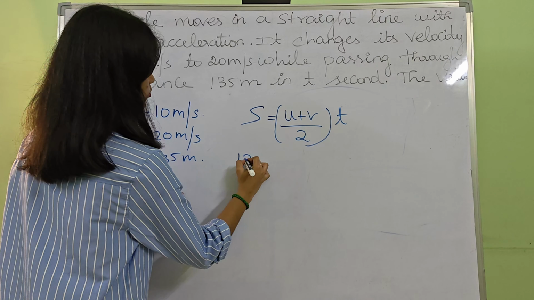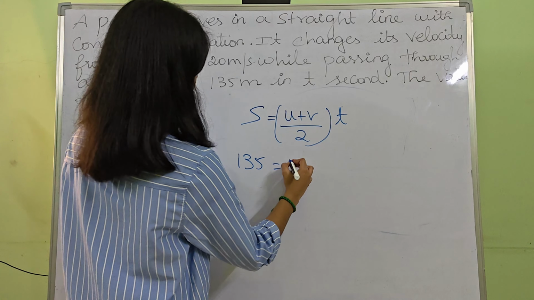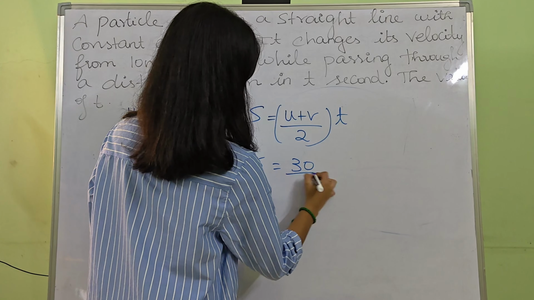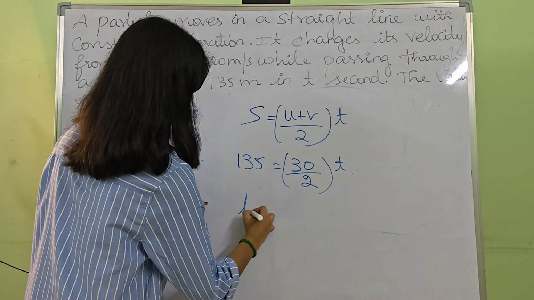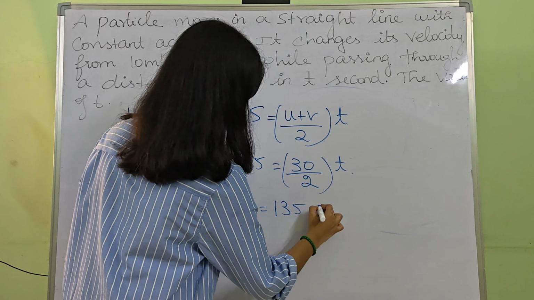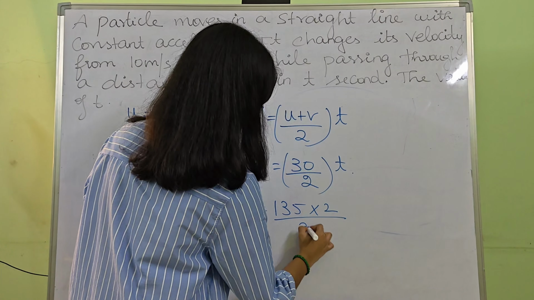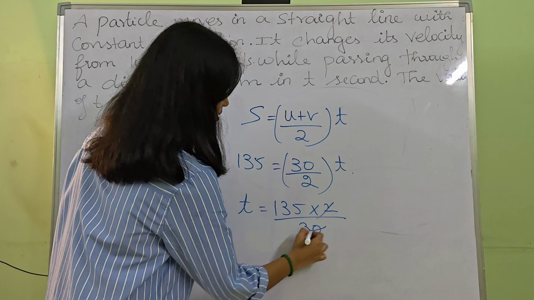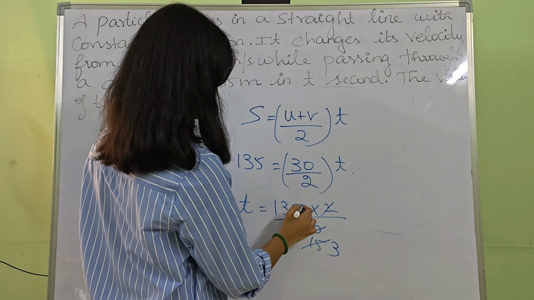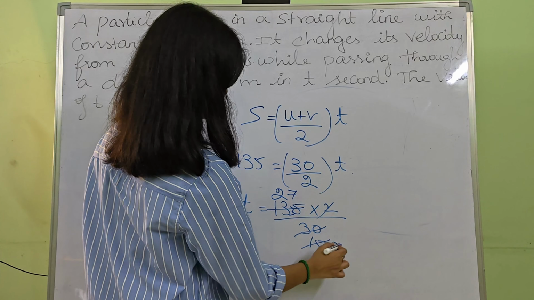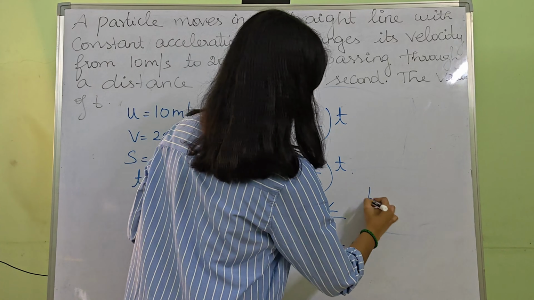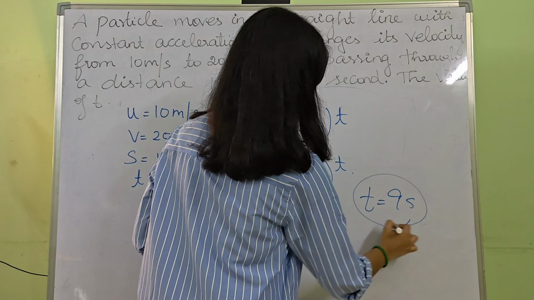Here S is the 135. u plus v, that is 10 plus 20, we have the 30, times t. So now you want to calculate the t. So t equals 135 times 2 divided by 30. So cancel here, 3, so 75. So finally it will be 9. So t equal to 9 seconds.